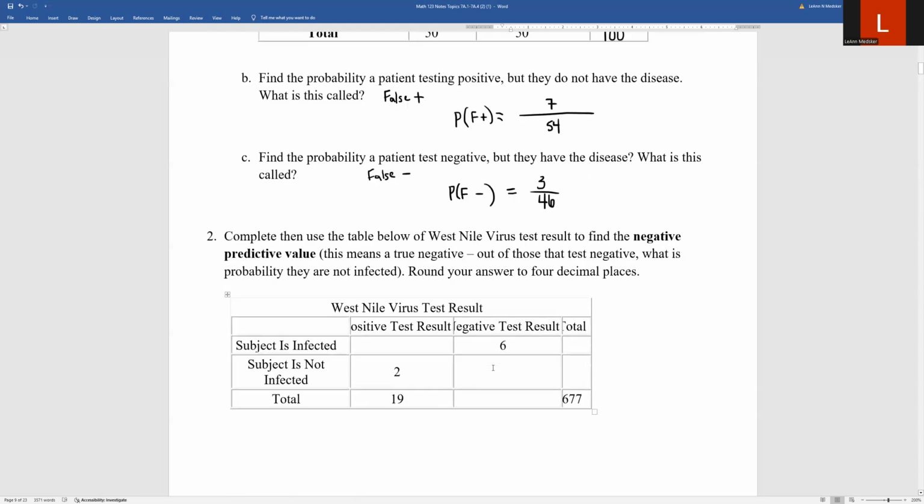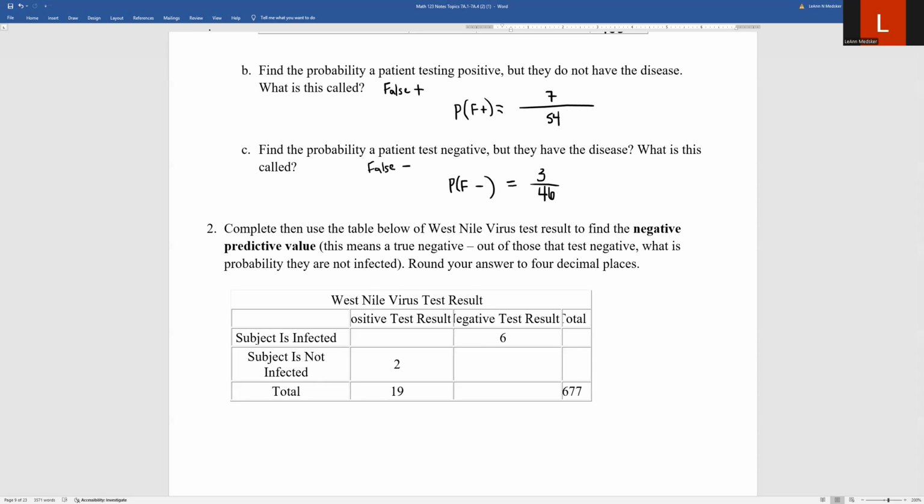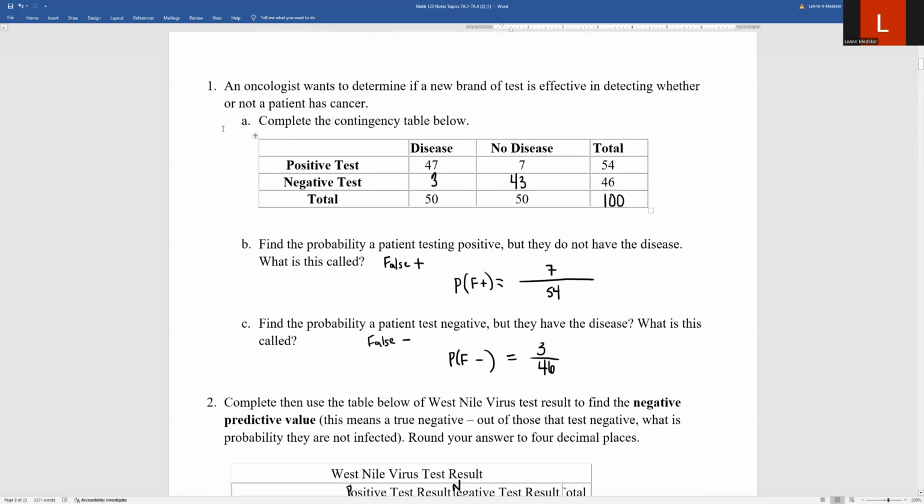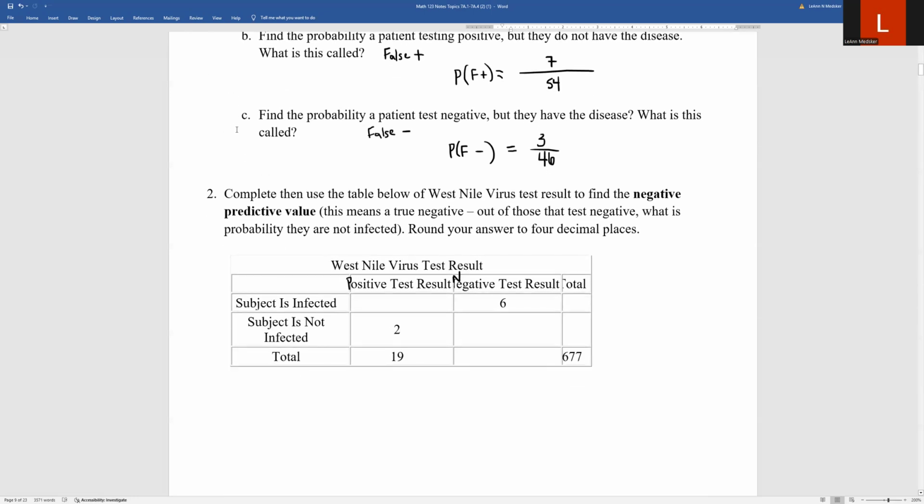And so this is for West Nile virus. So we do still have to fill in some missing pieces. A lot of these have that on these tables. And this time, I don't know why my P is missing, but that's supposed to be positive test results and negative. I think my chart got squished. But we're going to round our final answer to 4 decimal places on these. I don't think it said that on the last one. No, it didn't. So that's why I left them as fractions.